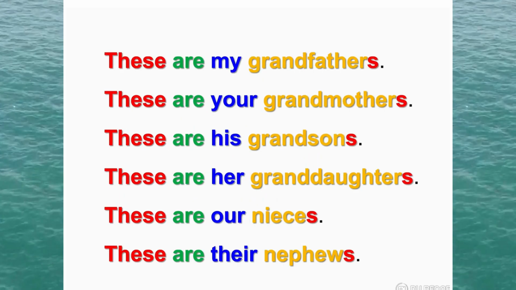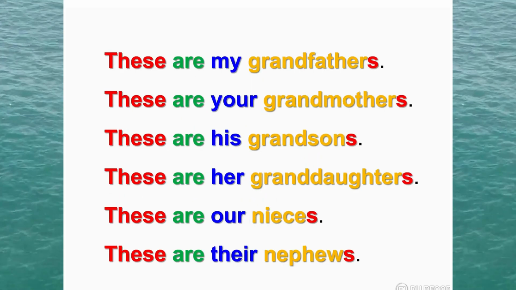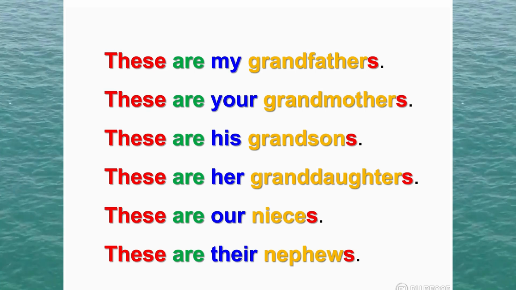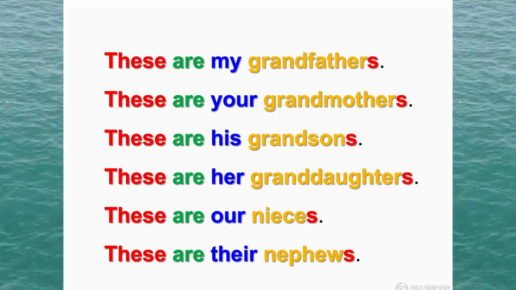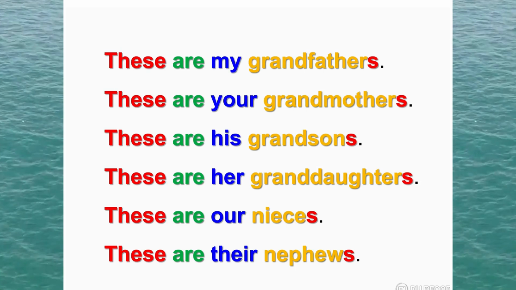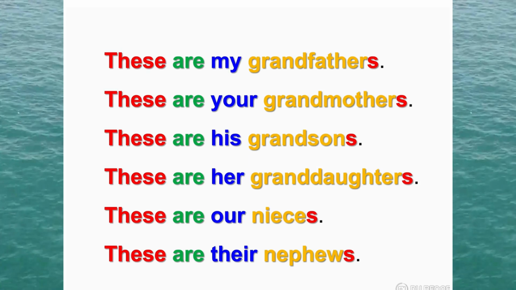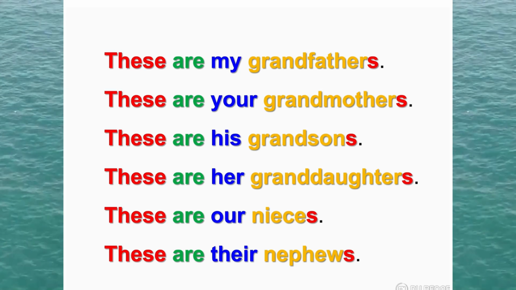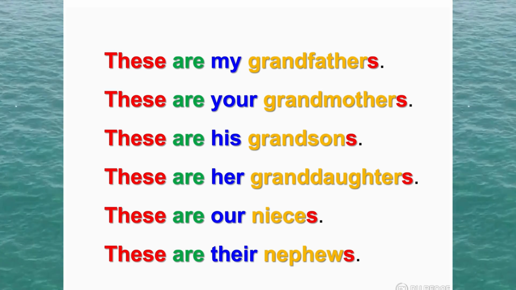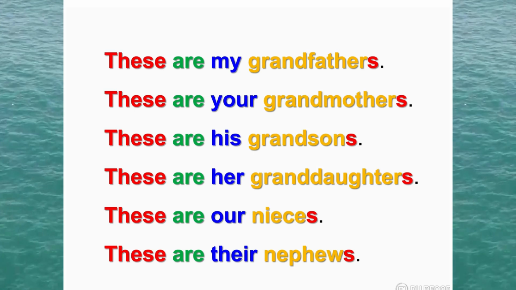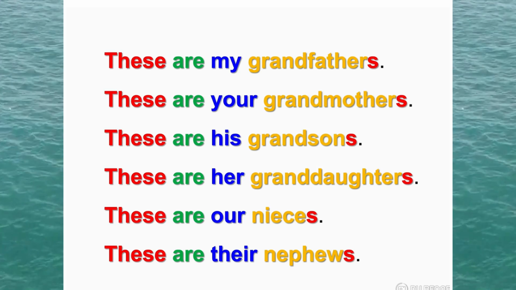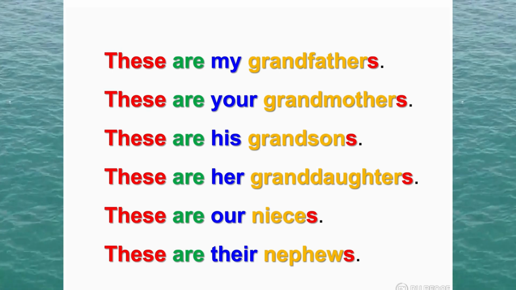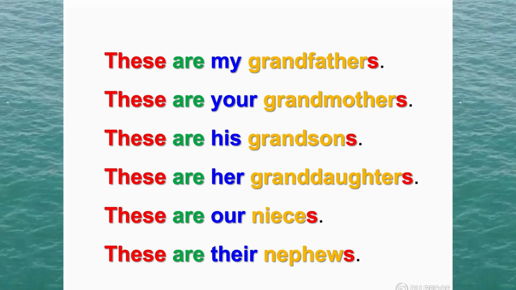Now in the plural form, these are my grandfathers. Grandfathers, because we have a grandfather from the side of the mother and a grandfather from the side of the father. These are your grandmothers. The same, grandmothers from the side of the father and grandmother from the side of the mother. These are his grandsons. These are her granddaughters. These are our nieces. These are their nephews.